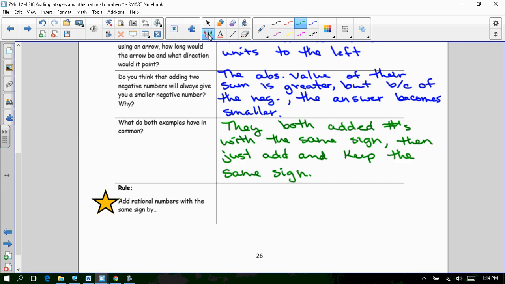Here's rule number 1. Adding the absolute value, right? When they have the same sign, let's go back. Add rational numbers with the same sign. Underline, highlight. Do something so that jumps out at you. What do you do? You're going to add by adding the absolute value and using the same sign.